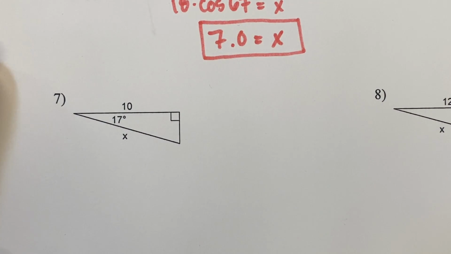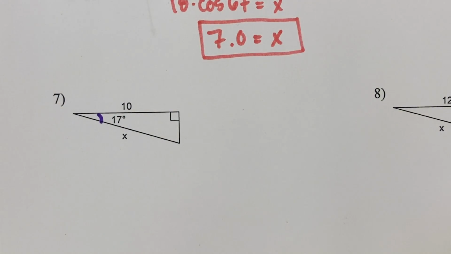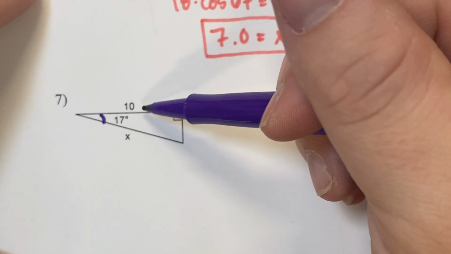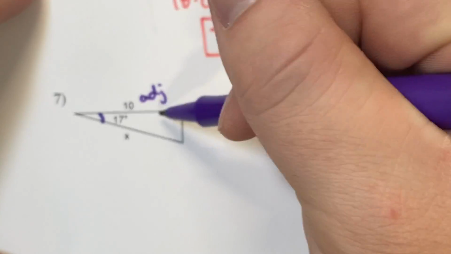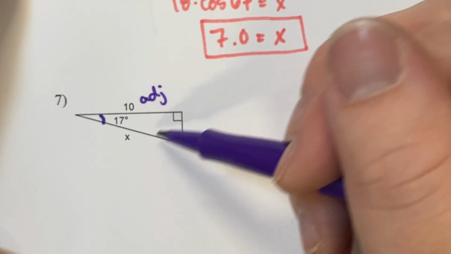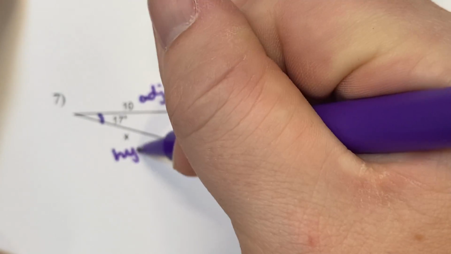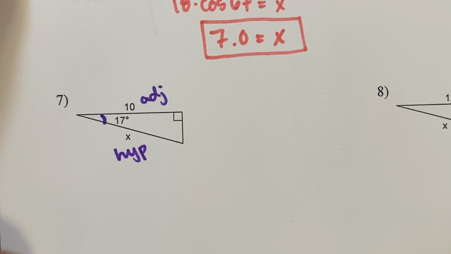Number 7. Okay, we're standing at angle 17 degrees. Based on that, the two sides that I have now are my adjacent side, that 10 is right next to it, and the x is across from my right angle, so hypotenuse.